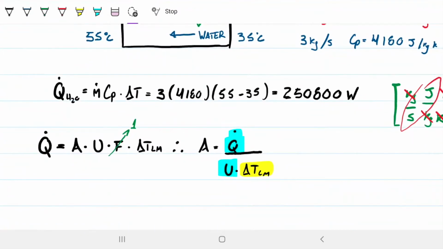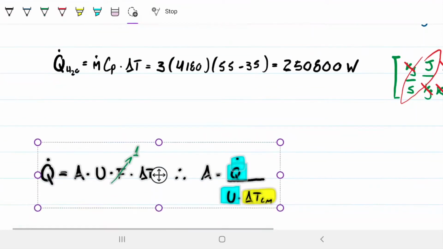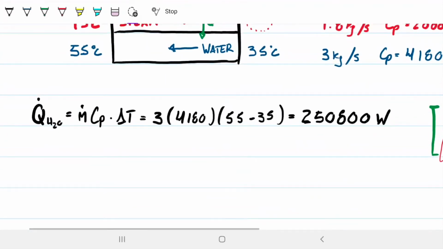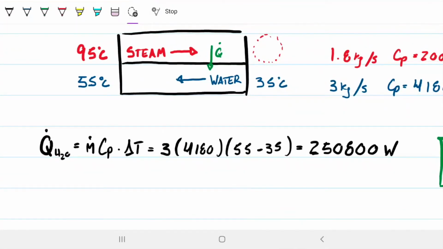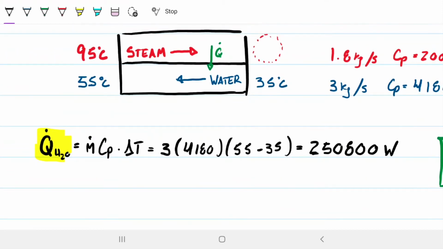And this is where things go wrong. How am I finding that guy? Well, first instinct would be, because all the energy that the water is absorbing is coming from steam, I can assume this is coming from the difference in temperature of steam.